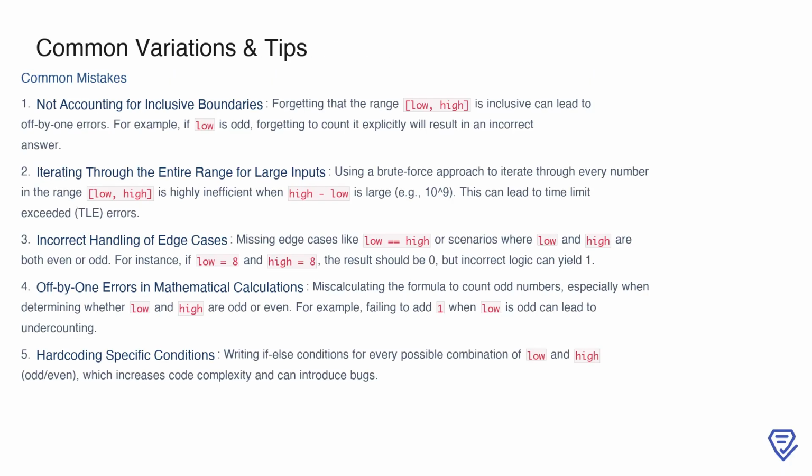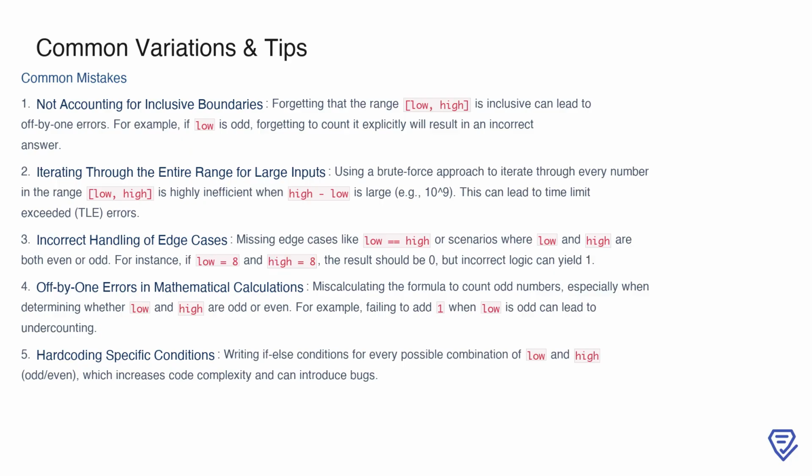When tackling this problem, there are a few common mistakes you should be aware of to avoid errors in your solution. First, remember that the range [low, high] is inclusive. This means both low and high are part of the range, so it's easy to miss counting low, especially if it's odd. Next, brute forcing through every number in the range becomes a problem when the range is very large. Think in terms of millions or even billions. This can cause your solution to exceed the time limits.